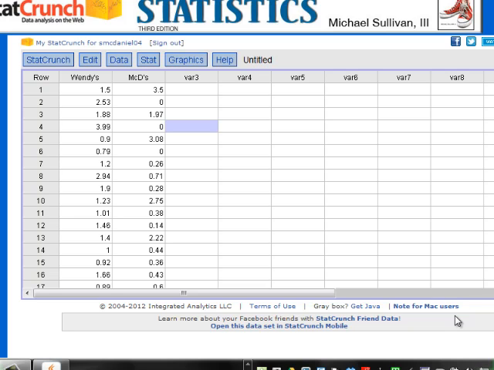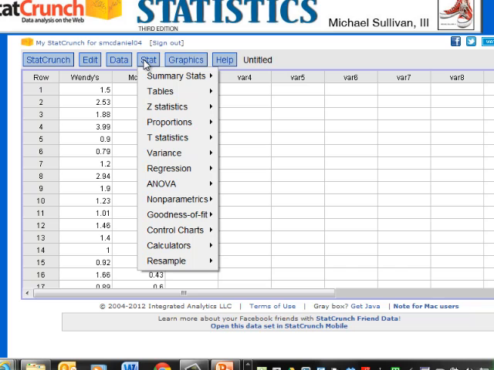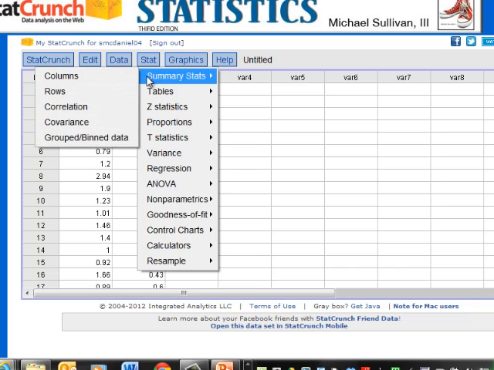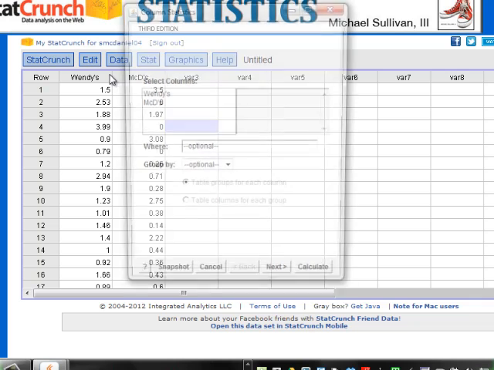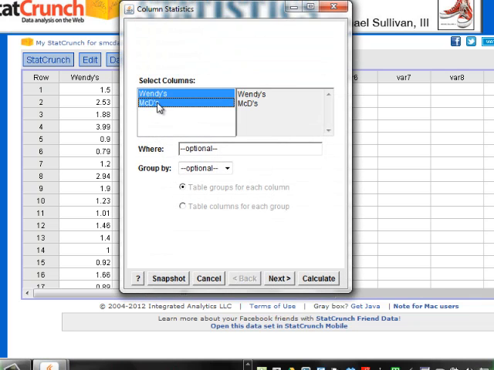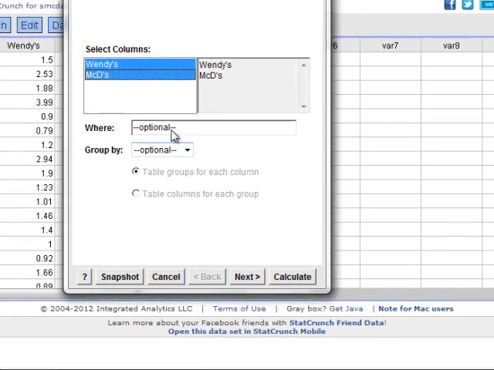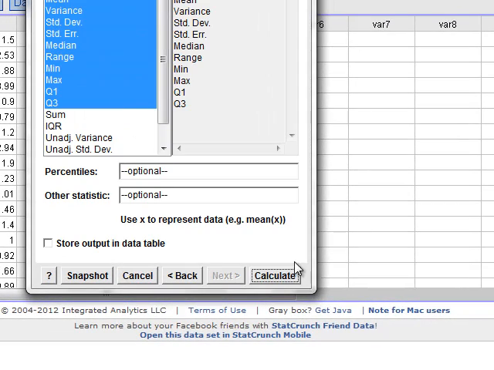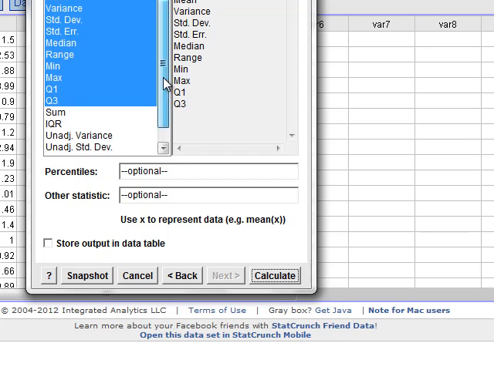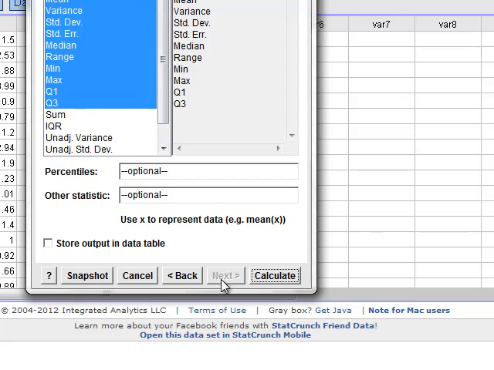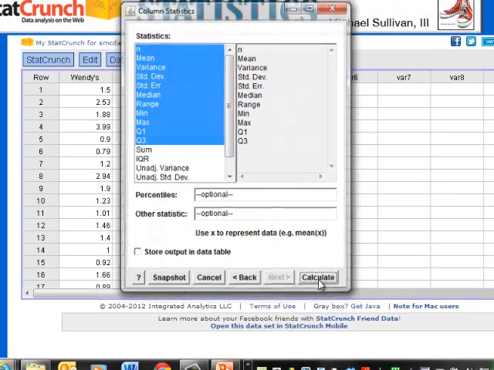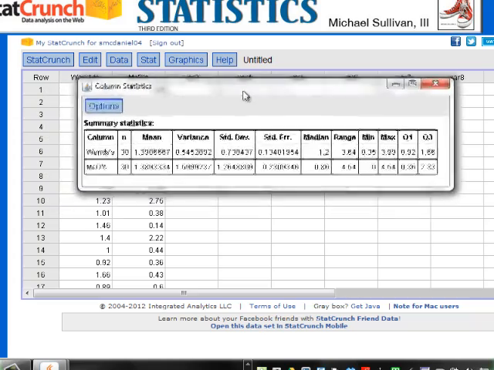Let's look to see how we could do this in StatCrunch. So I'm going to press Stat and Summary Stats for the columns. We want the summary stats for both columns, so we'll select both Wendy's and McDonald's, and we'll most likely leave these blank most of the time in here. Make sure the summary stats that we want are in here. We'll just leave this as the default. You can see what else we can get. And click Calculate. And there we go.